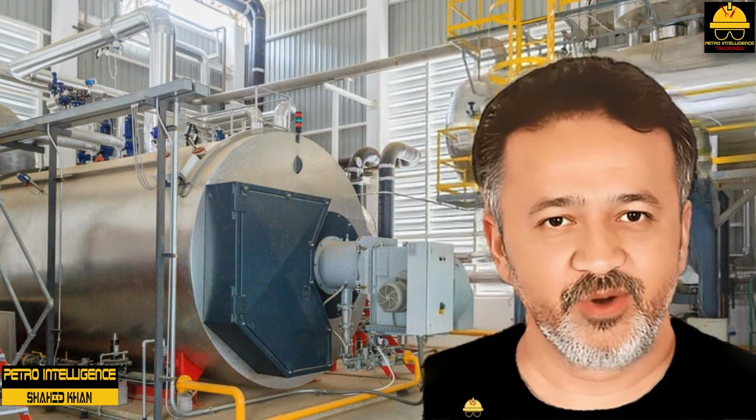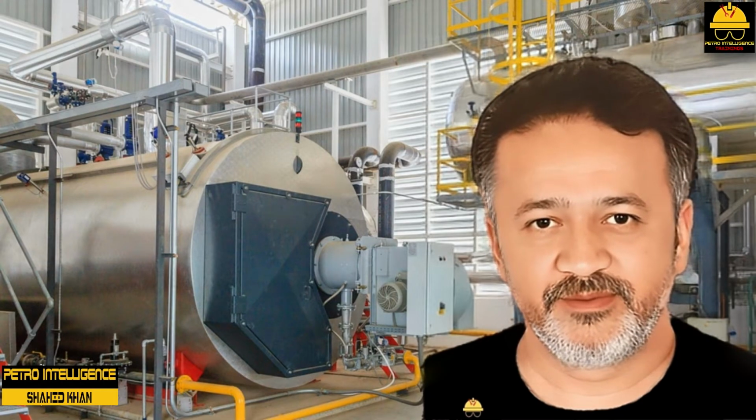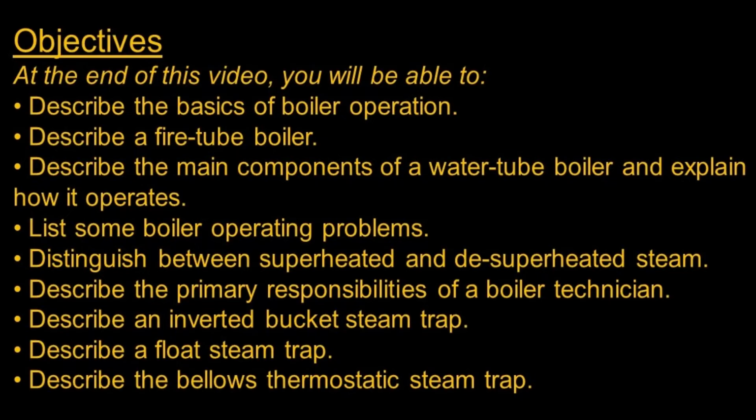After completing this course, you will be able to describe the basics of boiler operation, describe a fire tube boiler, describe the main components of a water tube boiler and explain how it operates. List some boiler operating problems. Distinguish between superheated and desuperheated steam. Describe the primary responsibilities of a boiler technician.